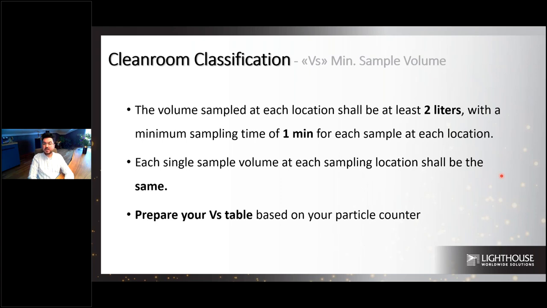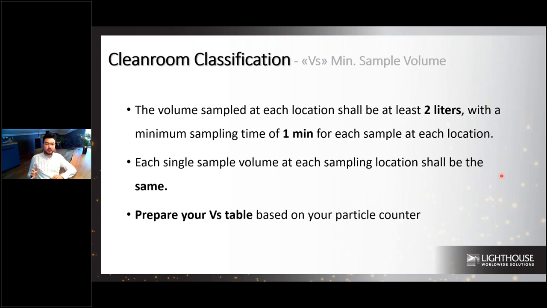And the minimum sample volume, this is the one and only calculation that we are going to do in ISO. Previously, in the 99 version, there were a lot of statistical calculations, upper confidence limit calculations, and several mathematical equations included in the standard. Now there is only one, which is VS. So VS expects us to provide a minimum sample volume per location. But keep in mind, it has to be minimum 2 liters or minimum 1 minute sampling in each location.